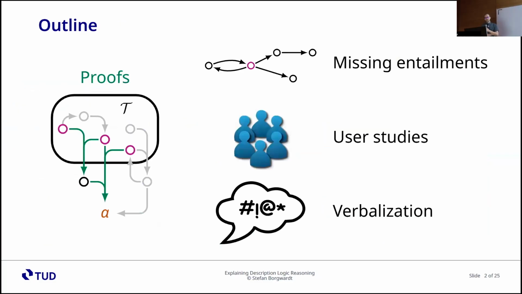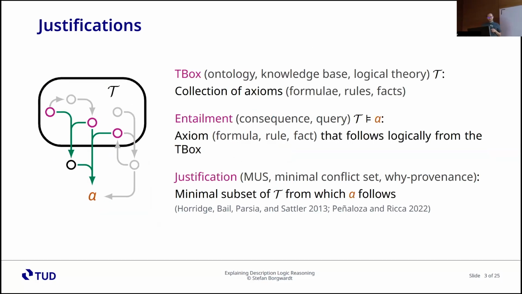And now the outline of my talk is as follows. So most of the time I will be talking about these proofs, and we are going to see the details in a minute. Then a little bit also on missing entailment. So what happens if something doesn't have a proof because it's not entailed. And in the end, I will also talk about user studies that we did for evaluating how to present proofs to people, and this verbalization task where we take proofs and try to distill them down to kind of a better understandable summary of what's going on.